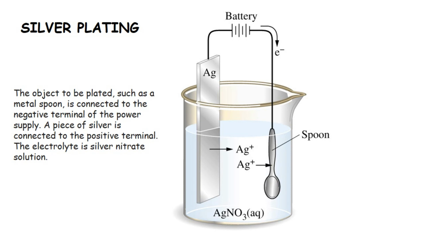Another example is silver plating. We are going to plate a metallic spoon with silver. So the object to be plated, such as a metal spoon, is connected to the cathode, the negative terminal of the battery. A piece of silver is connected to the positive terminal. Electrolyte is silver nitrate. So as you can see, silver will coat the metallic spoon. From the anode, it moves towards the cathode.